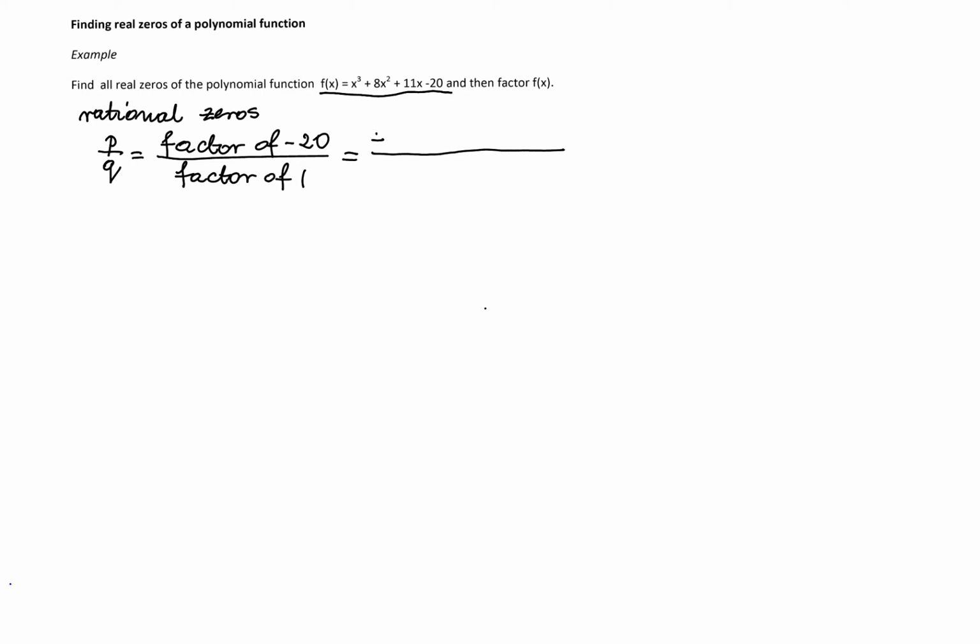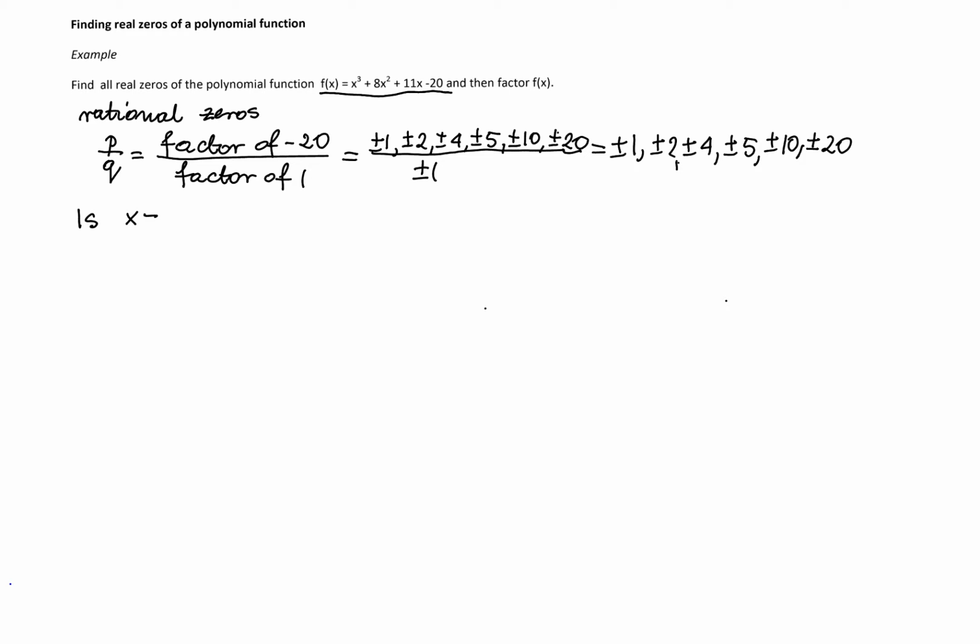Factors of negative 20 are plus or minus 1, plus or minus 2, plus or minus 4, plus or minus 5, plus or minus 10, and plus or minus 20. However, factors of 1 are just plus or minus 1. Therefore, all possible rational zeros are going to be plus or minus 1, plus or minus 2, plus or minus 4, plus or minus 5, plus or minus 10, and plus or minus 20. Let's check whether any of these numbers are actual zeros.